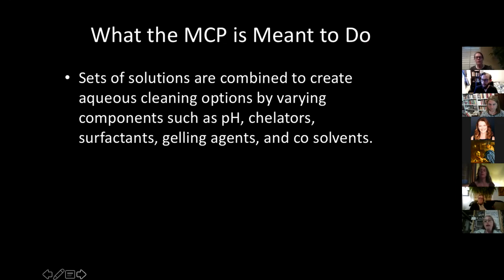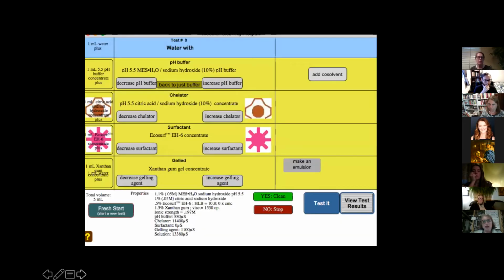So what the MCP is meant to do: a set of solutions are combined to create aqueous cleaning options by varying such components as pH, chelators, surfactants, gelling agents, and co-solvents. And this is sort of your typical aqueous testing screen that we are going to talk about a little bit later.